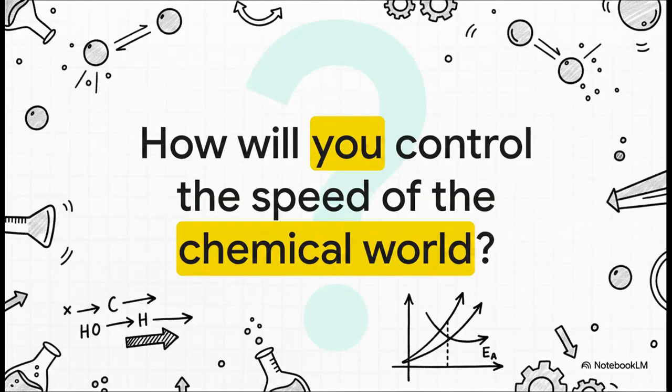So, now that you have the tools to translate molecular chaos into mathematical order, it's time to think a bit bigger. You understand the collision model, you can map out an Arrhenius graph, and you know exactly how to spot the rate-determining step. The real question is, how will you use this power on your next exam, or better yet, out in the lab, to actually control the speed of the chemical world? Keep exploring, keep questioning, and I'll see you in the next explainer.